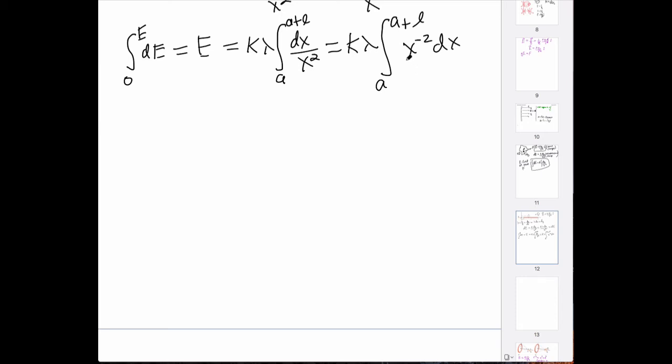So the integral of x to the negative 2 power, you add 1 to the exponent first, and we get a negative 1, so I multiply my expression by that, and my expression is now x to the whatever this is plus 1.